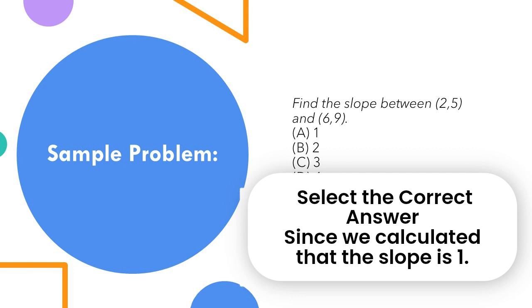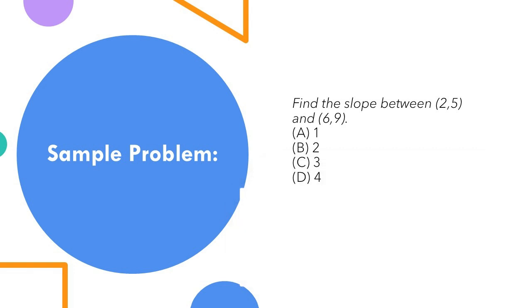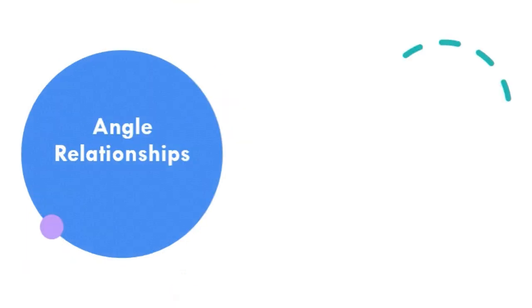Final answer, A, 1. Quick tips for slopes. A positive slope means the line goes up from left to right. A negative slope means the line goes down from left to right. If the slope is 0, the line is horizontal. If the slope is undefined, the line is vertical. This kind of question is easy once you memorize the slope formula, and trust me, it'll come up. Let's keep going. All right, let's talk about quadratics.